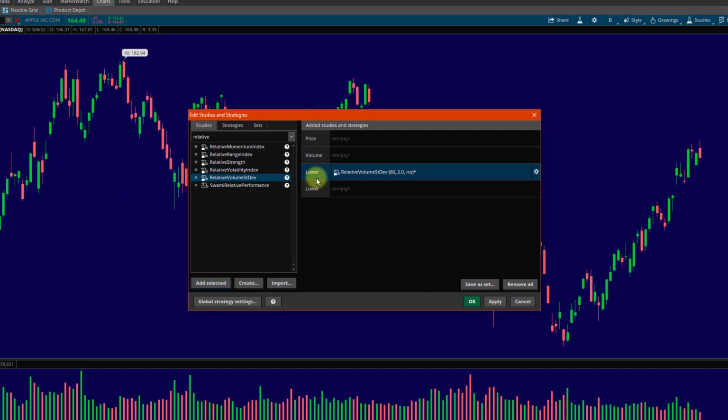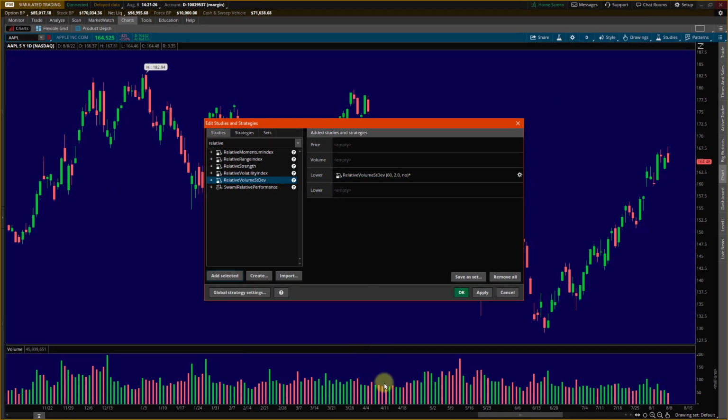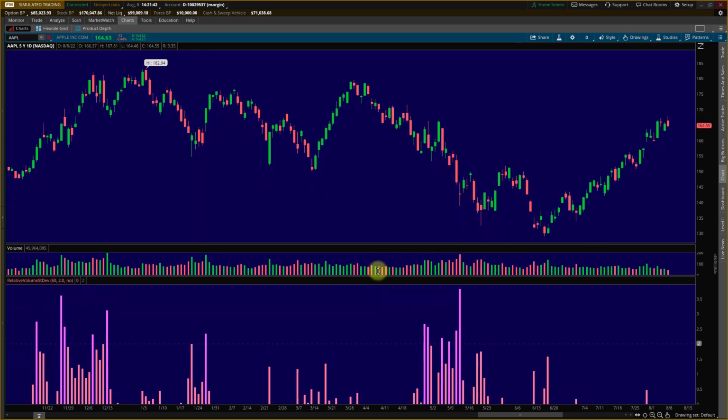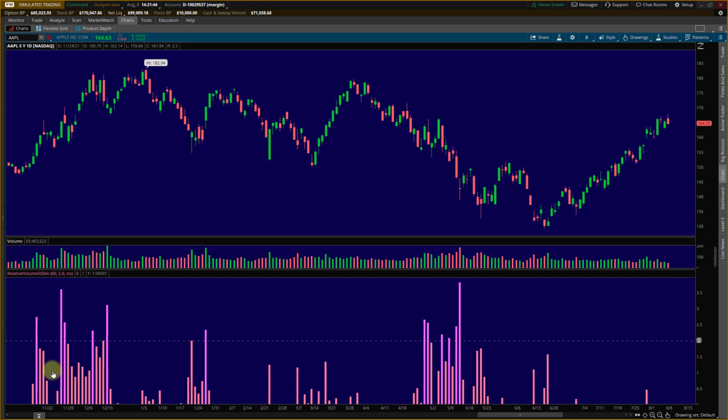Notice it's a lower study, just like your volume down here, or other technicals such as RSI or MACD. It just means that it sits off of your chart. It's not an overlay. So choose Apply, and there it is. Now I'm going to lift this up so you can see it better. So this is the standard layout.